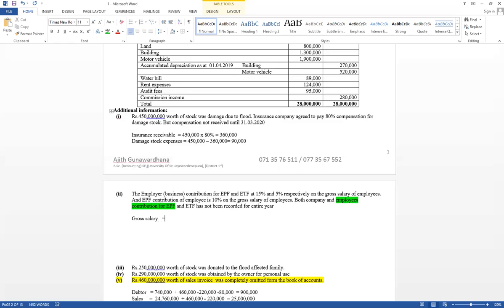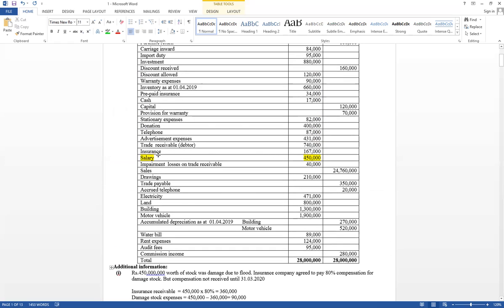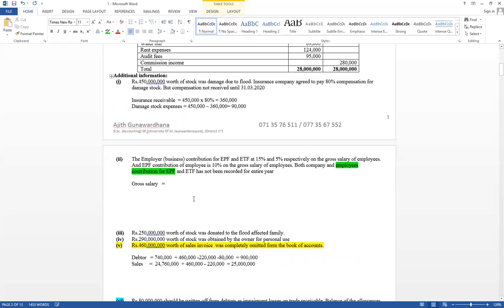Gross salary equal, it has given in the trial balance net salary 450,000. Contribution of employee has not been recorded. Therefore, this value divide by 90. How to calculate 90? 10% from 100. If gross salary is 100, 10% deducted, then net salary equal 90. Divide by 90 into 100. Therefore, this is the gross salary. Based on this value, EPF and ETF contribution of employer and employee should be calculated.